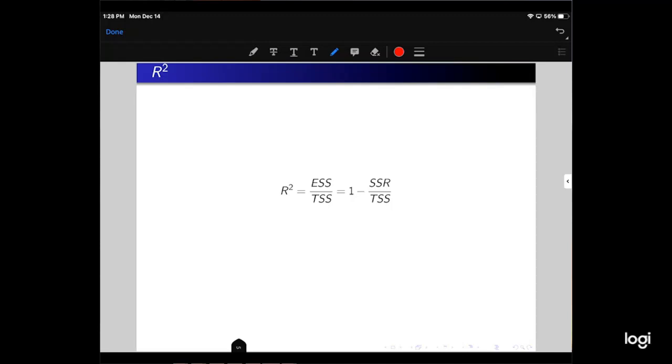The R-squared is the ratio of the explained sum of squares over the total sum of squares. By construction, the explained sum of squares has to be less than the total sum of squares, because the predicted values are on the regression line, whereas the data points are not on the regression line. So the variation in the explained values has to be less than the variation in the data point values, the total sum of squares. So this is going to be less than or equal to 1. Also, by rearranging with the residual sum of squares, this is equal to 1 minus the residual sum of squares over the total sum of squares.